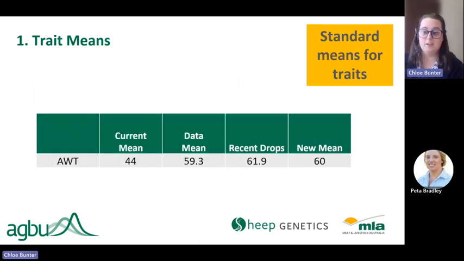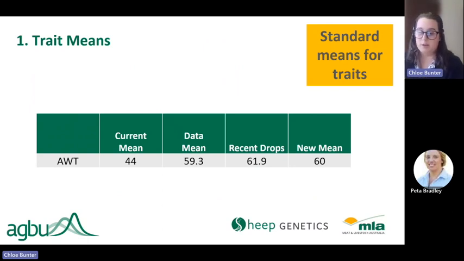An example I have here is adult weight again, just to give us an idea of the type of changes that we're going to be seeing. So currently in the analysis, we have a standard trait mean of 44 kilos for adult weight. The data that we have available to us now shows that it's actually 59.3. And in recent drops, it's even higher with 61.9. Using this as a basis, moving forward, we are proposing a new mean of 60 kilos for adult weight within the analysis.